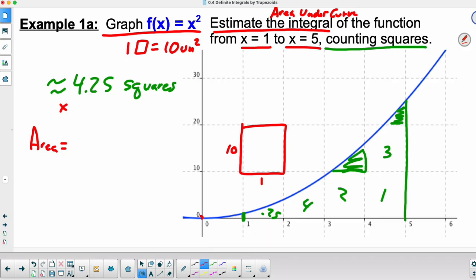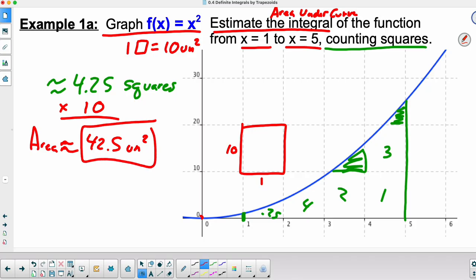So if I take this answer times 10, this is actually my approximation for the area under the curve. I would say for my answer, I have roughly 42.5 units squared. That's my estimation by counting squares. I'm saying I have roughly 4.25 squares, each square is 10 units squared, and if I multiply each of those squares by 10 units squared, I'm getting roughly 42.5 units squared. That's how much area is under my curve, just counting squares. And counting squares works really well, but there's better ways to do it.